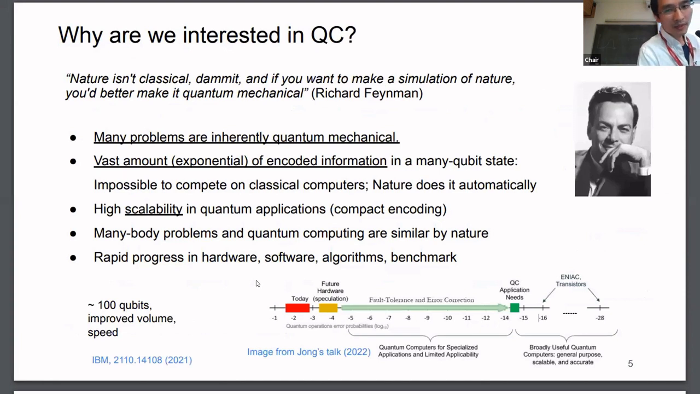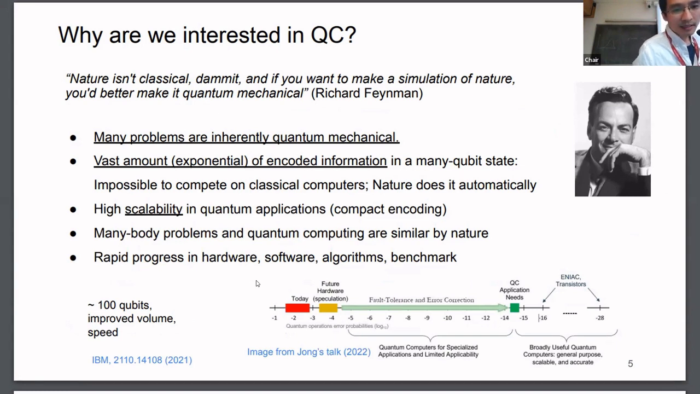And why are we inherently interested in quantum computing? As Richard Feynman points out, this is probably his most favorite quote: nature isn't classical. So if you want to make a simulation of nature, you better make it quantum mechanical. As he points out, many problems are inherently quantum mechanical. And secondly, a vast amount of information can be coded in a many-qubit state, which is impossible to compute on a classical computer. So basically, nature has this ability to do it automatically for us.